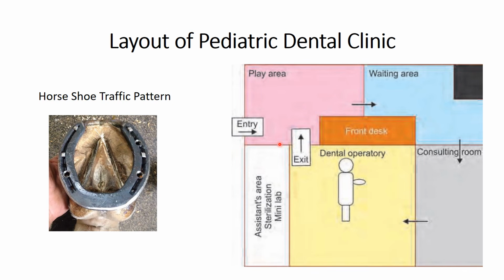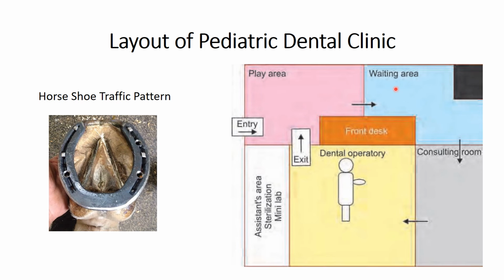Essentially, the literature says that the layout of the pediatric dental clinic, and for that matter any clinic, should be a horseshoe traffic pattern, which means entry from one point and exit from another. In this picture, you have an entry, and then the children are playing in the play area while the parents do the front desk registration, right? And then the parents go down and sit here while the children are playing in the play area.